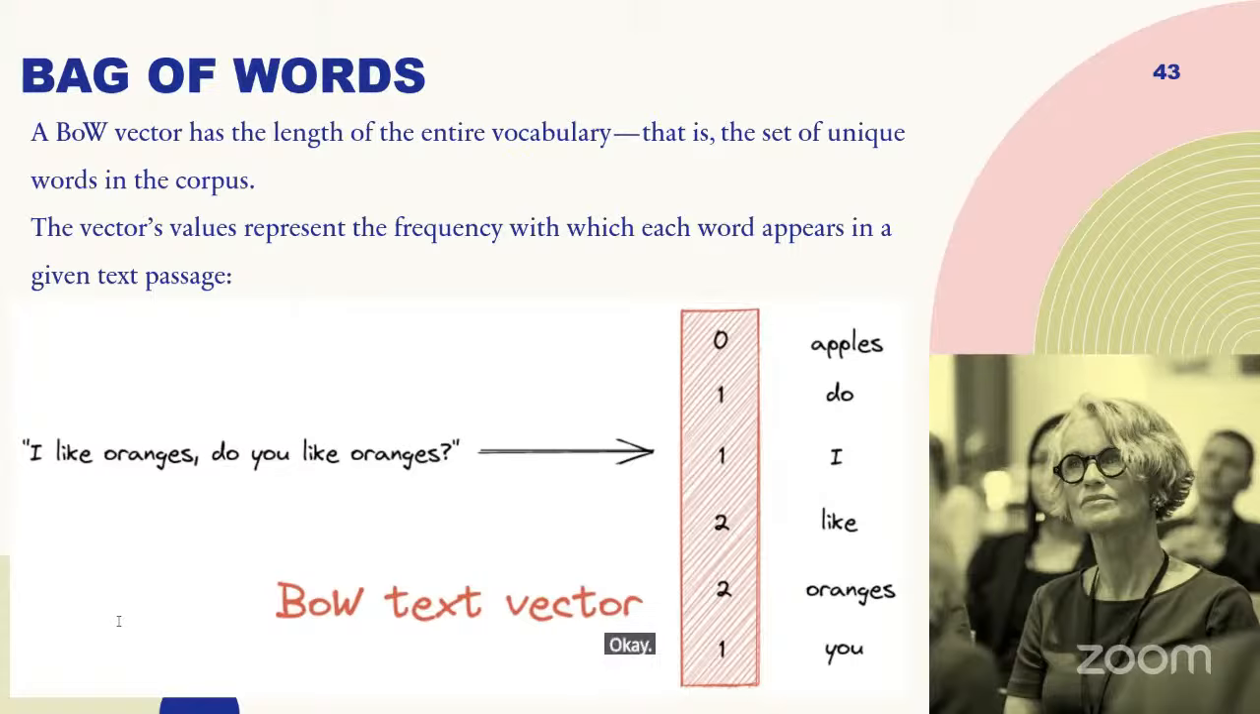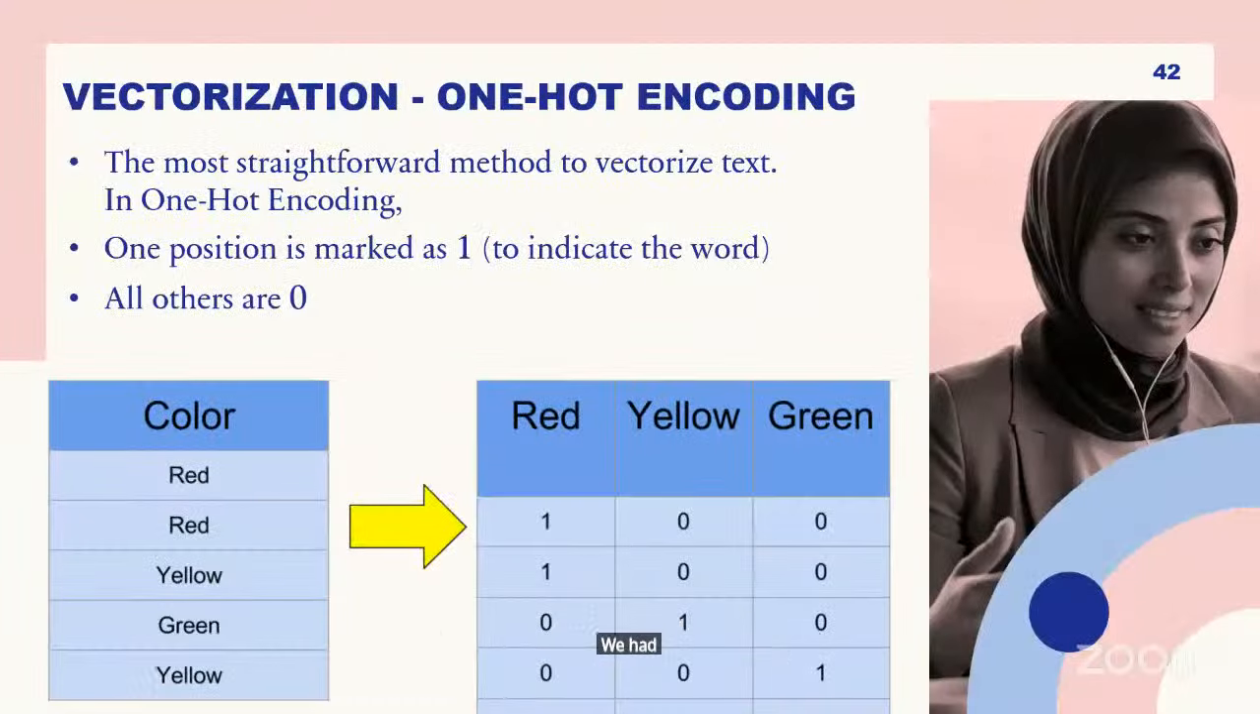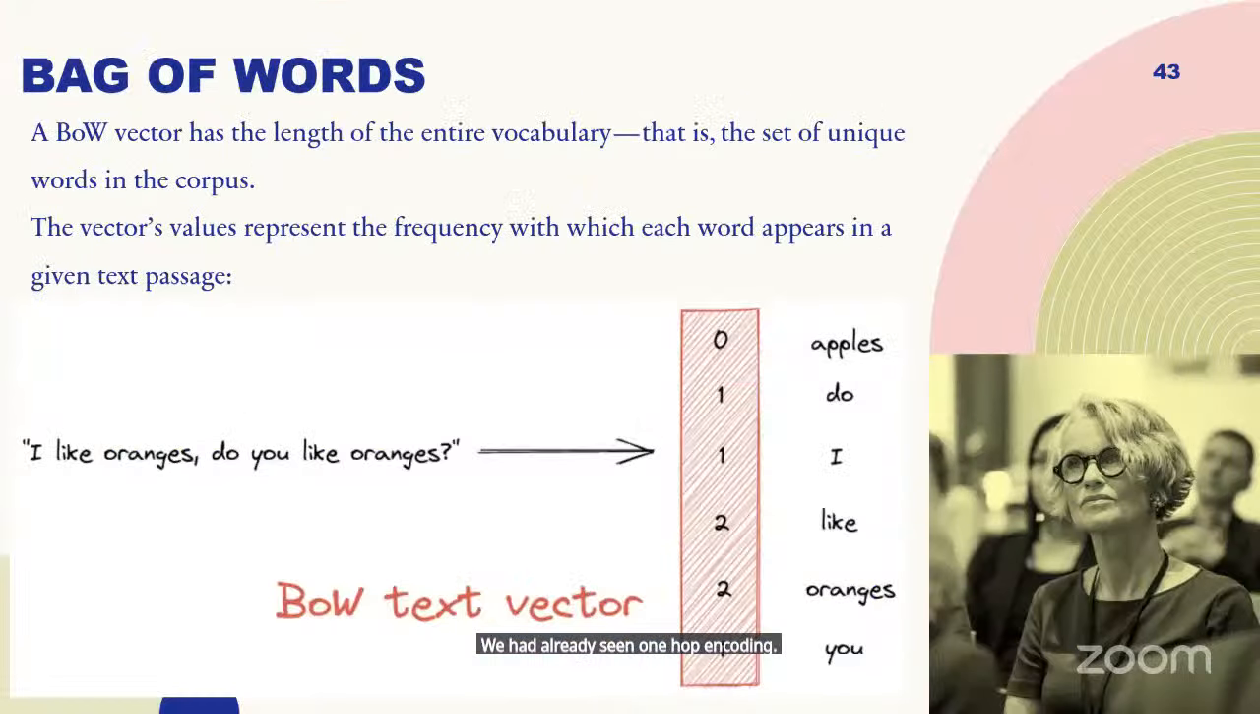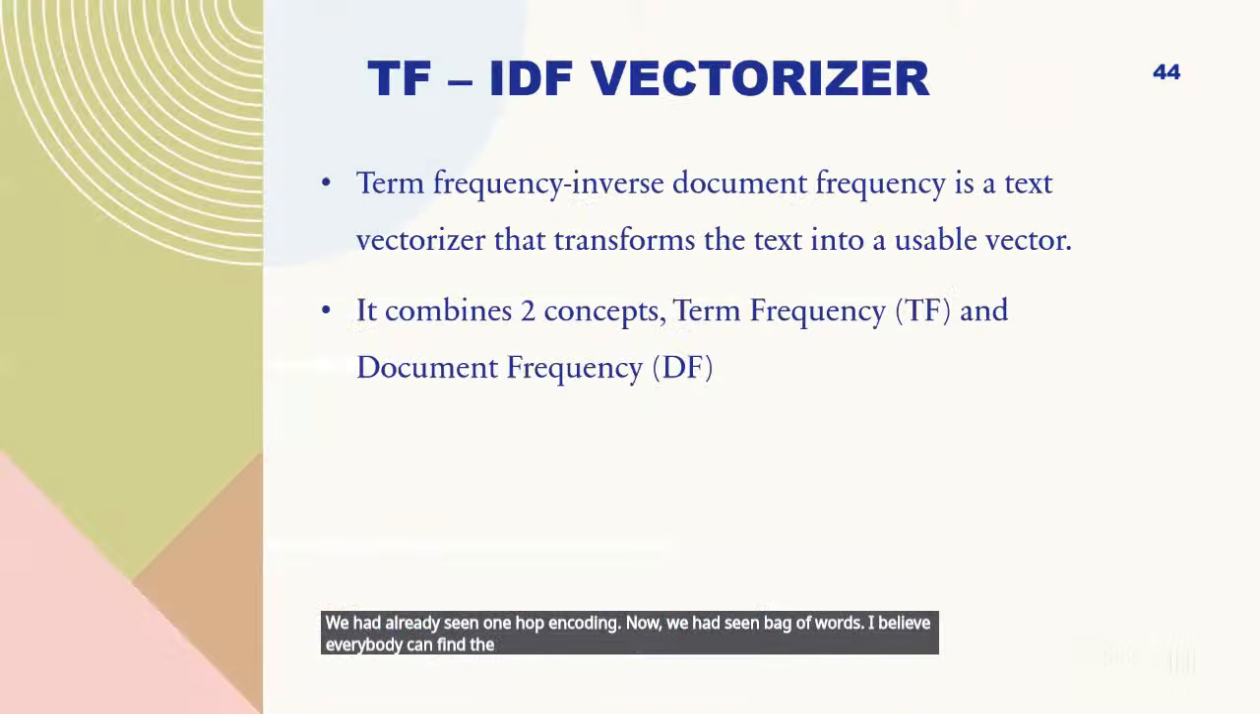Okay, I guess everybody got it right and how it is working. Okay, thank you for the response, Arputa Rani madam. I believe you have also tried. Okay. So this is called the bag of words. So we are into the vectorization of text processing. We had already seen one hot encoding. Now we have seen bag of words. I believe everybody can find the vector for bag of words.